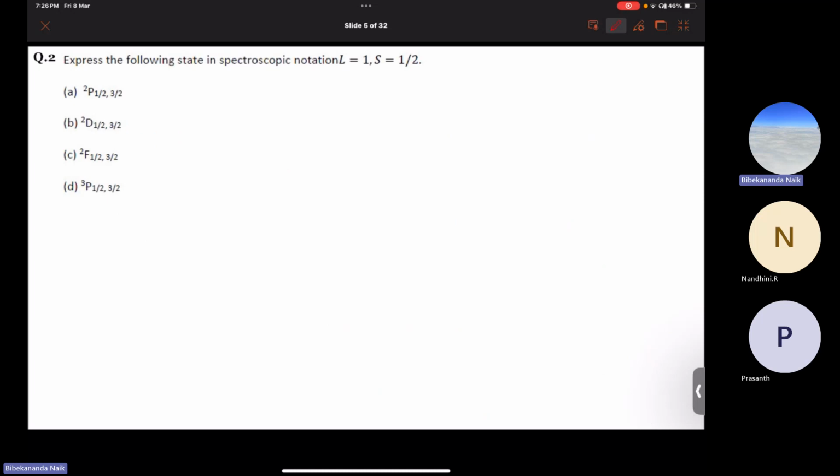And the question says, express the following state in spectroscopic notation. L is 1 and S is half. So options are option A, 2p half 3 by 2. Option B, 2d half 3 by 2. Option C, 2s half 3 by 2. And option D, 3p half 3 by 2. So can anyone tell me what will be the correct spectroscopic notation of the state which has L equal to 1 and S equal to half?